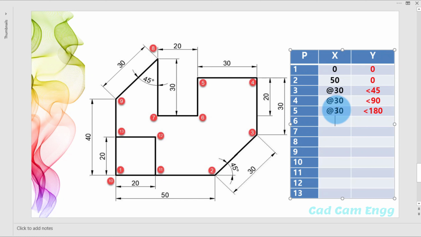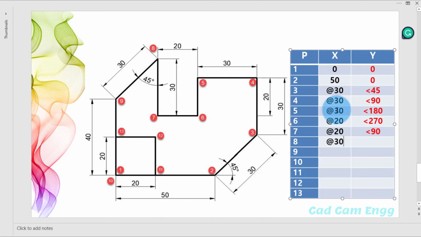So next, point number 6. It is coming down 20 mm. So @ 20, less than symbol, that's 270. Okay, so next point number 7, @ the distance is 20, then the angle is 90. Again @, and now it is the same. Here the angle we want to calculate, even though we are giving the 45 degrees, we want to calculate the angle.